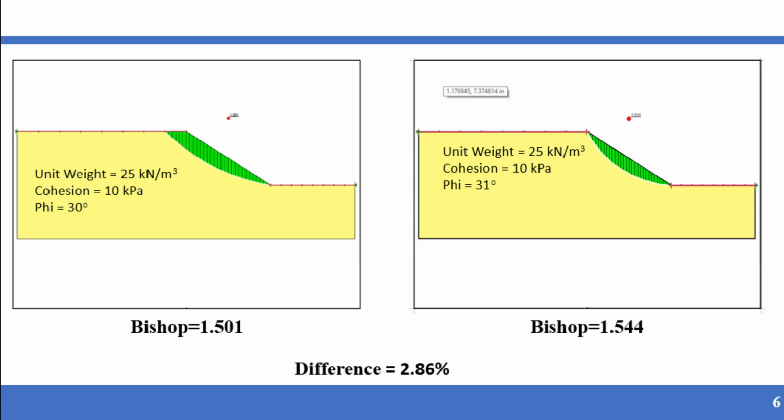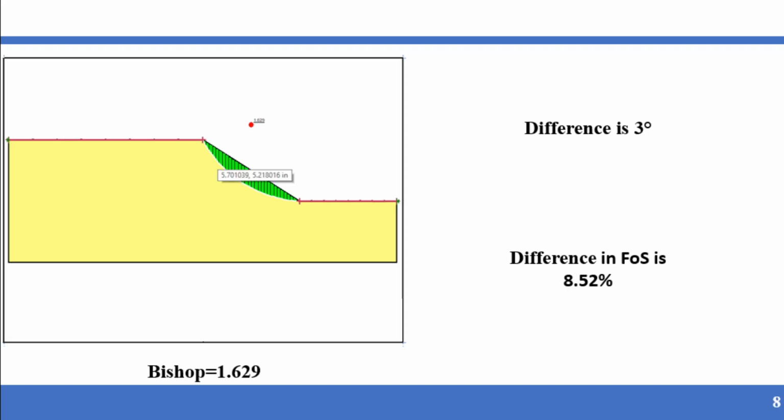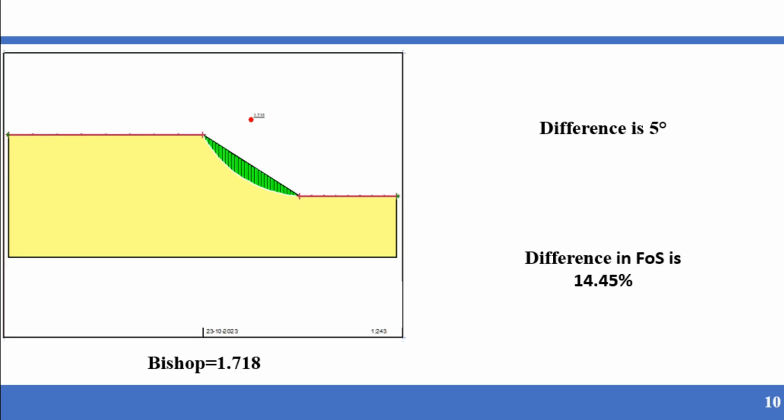And here are the results. Bishop method: if the angle of internal friction is 30 degrees, then the factor of safety is 1.501, and if the angle of internal friction is 31 degrees, then the factor of safety is 1.544. So the difference in factor of safety is 2.86%. If the difference in angle of internal friction is 2 degrees, then the difference in factor of safety is 5.66%. Difference of 3 degrees, difference in FOS is 8.52%. Difference of 4 degrees, difference in FOS is 11.45%. Difference of 5 degrees, and difference in factor of safety is 14.45%.